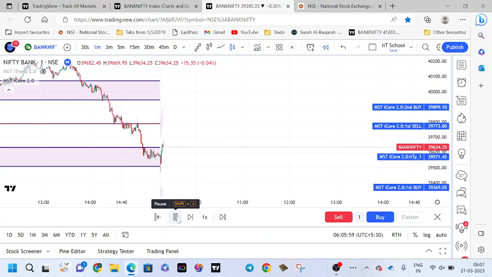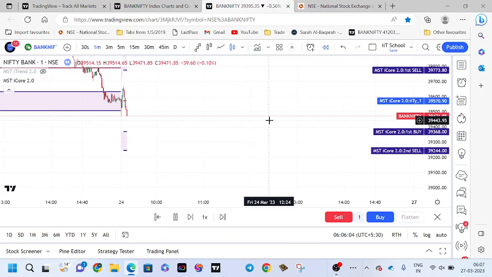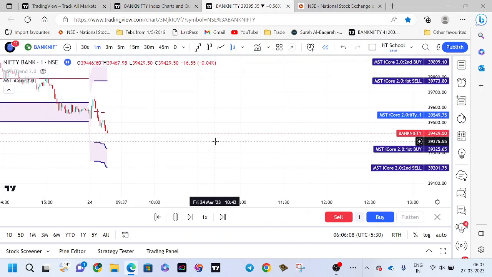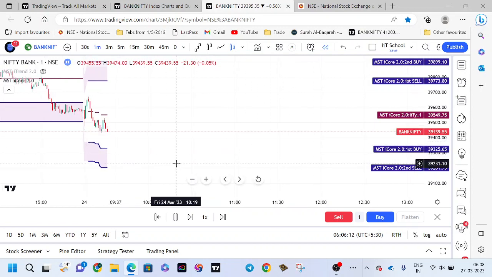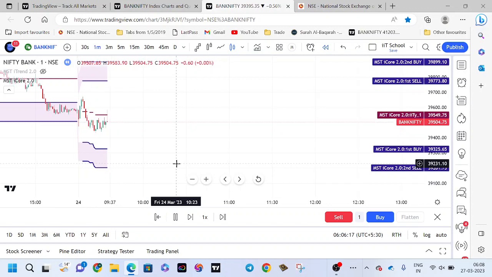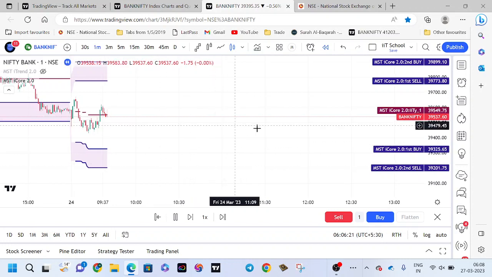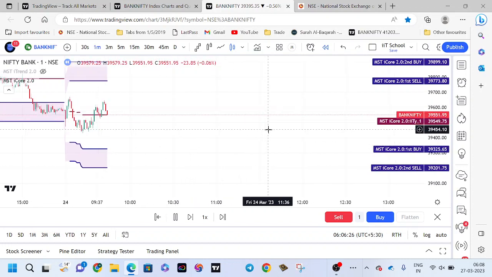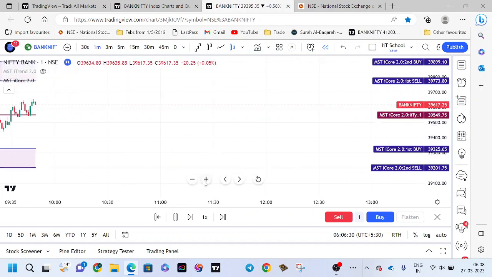Now the market has opened and immediately 4 lines got formed. Actually, 5 lines got formed. If the market is coming down to 39,325 first, we will be buying the put option. If the market is going up to near 39,700, we will be buying the 39,700 put option. So hope it is clear.